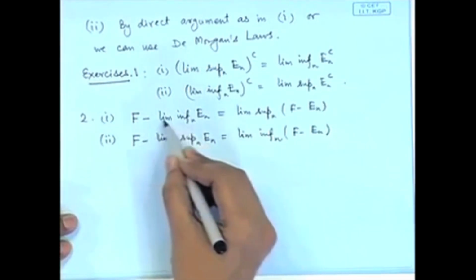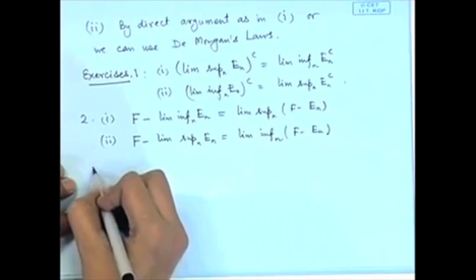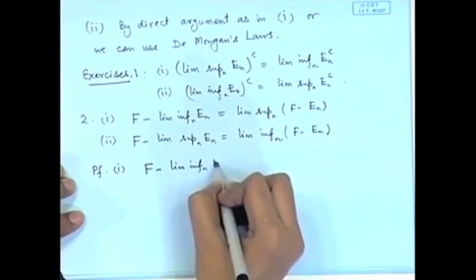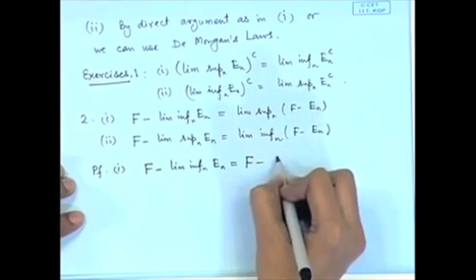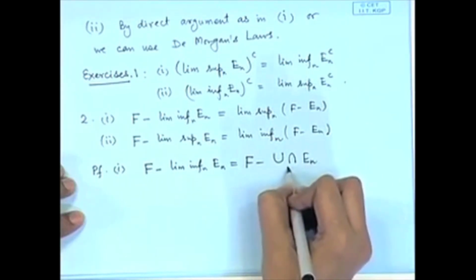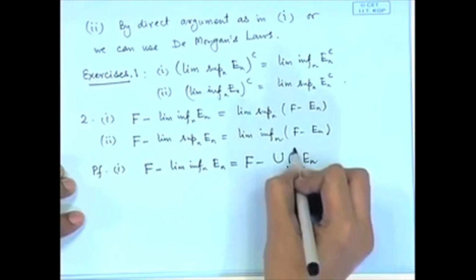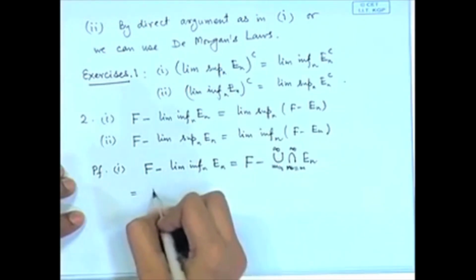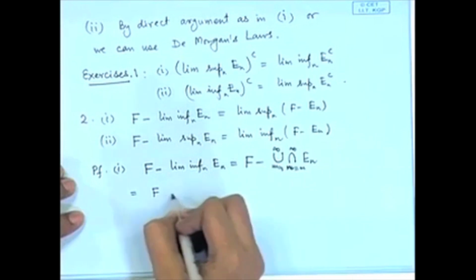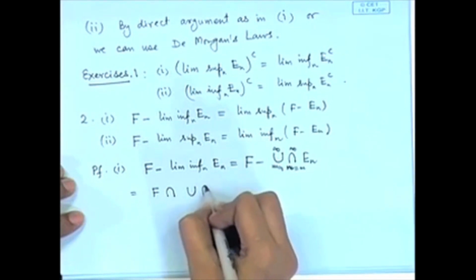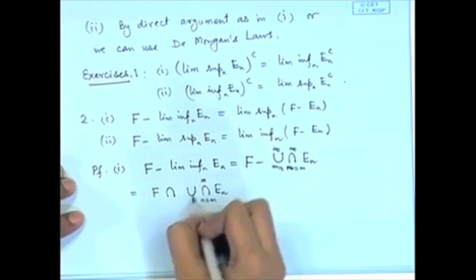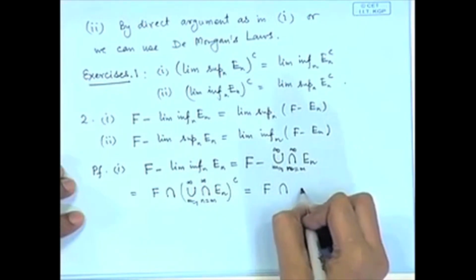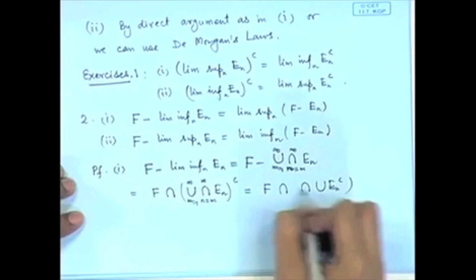To prove, say, the first part of this, we can consider F minus limit inferior of En, and let us write down the representation of the limit inferior in terms of unions and intersections. The union over m is equal to 1 to infinity of the intersection En, n is equal to m to infinity, and here we just use a set theoretic notation where A minus B is equal to A intersection B complement. So, this becomes F intersection the complement of the union of intersection En, n is equal to m to infinity, m is equal to 1 to infinity. That is equal to F intersection the union of En complement, if we apply De Morgan's laws.